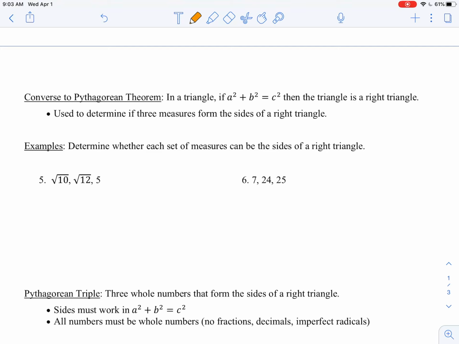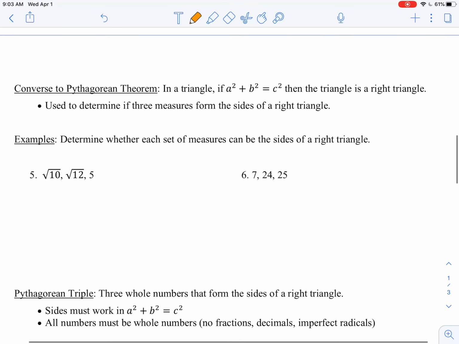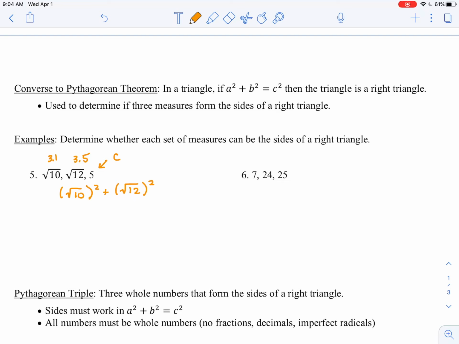When you look at the lengths of the 3 sides that are given, remember that the hypotenuse has to be the longest side. So the square root of 10 is about 3.1. The square root of 12 is about 3.5. And then the last number we're given, 5, is definitely the biggest. So when I plug into Pythagorean theorem, the square root of 10 and the square root of 12 would have to be the legs. 5, the biggest side, has to be c.